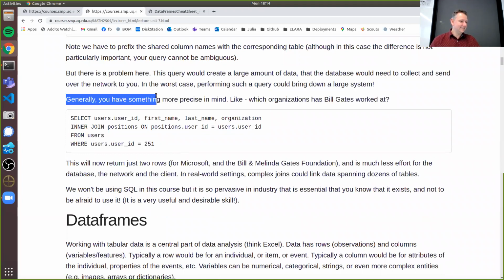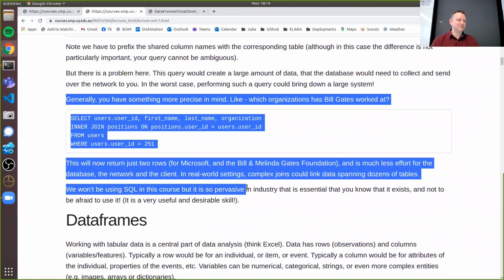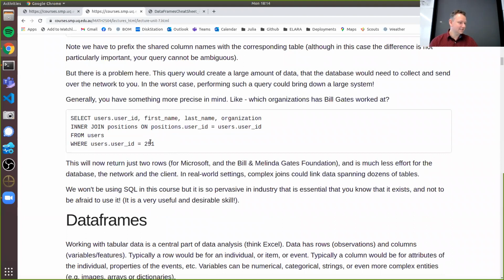Generally, you'd have something more specific in mind. So if you want to show Bill Gates's page, you would join with the condition here. So this would now only return the 2 rows, the 2 positions Bill Gates has held.